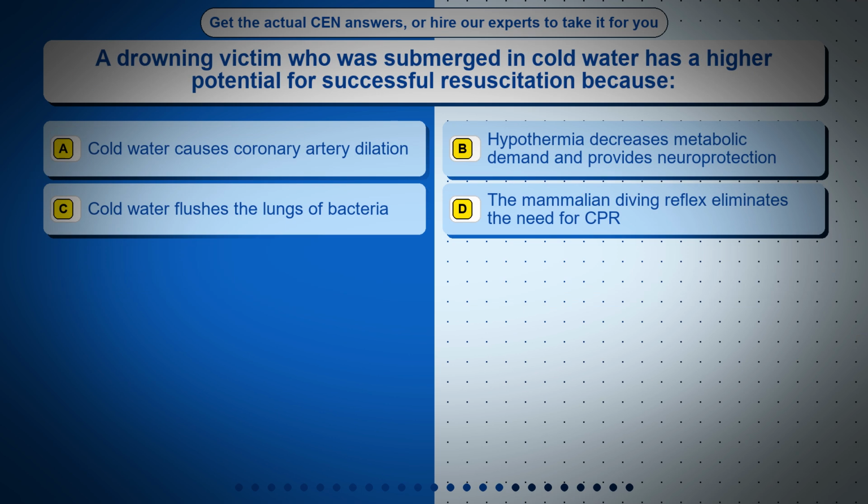Question 17. A drowning victim who was submerged in cold water has a higher potential for successful resuscitation because: Option A, cold water causes coronary artery dilation.